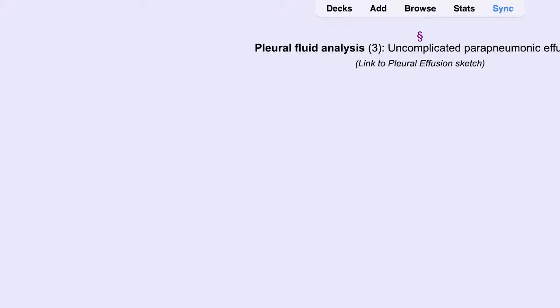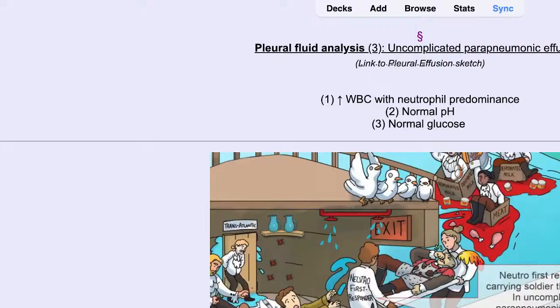Uncomplicated. What is in the analysis? WBCs of course, neutrophils. A normal pH. Well, we don't know that. Normal glucose. Well, we don't know that.